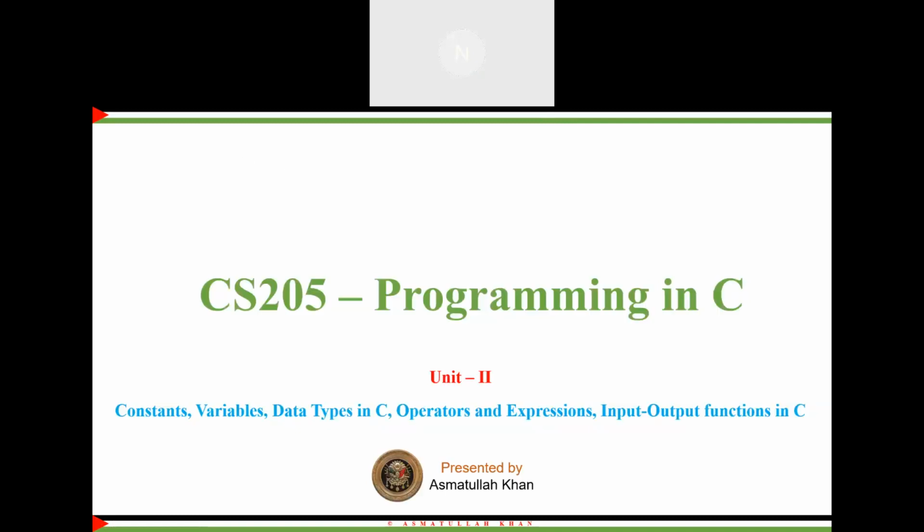So we are going to start with our second unit, and in this unit, we are basically concentrating on what the constants are, what the variables are, the data types of the language, what the various operators are and expressions using those operators, and what the input-output functions in C are. I will try to make this unit a little longer because this is the core of your entire C language. If you understand the unit perfectly, you can understand the C language easily.